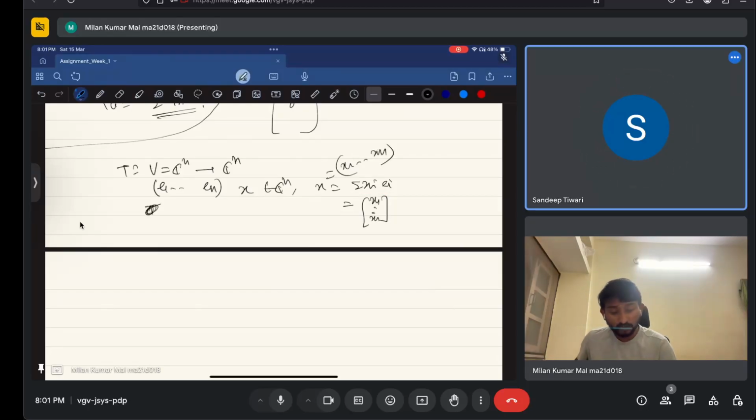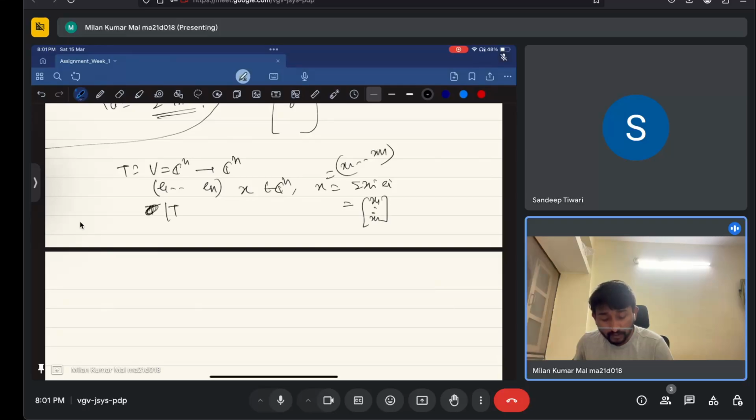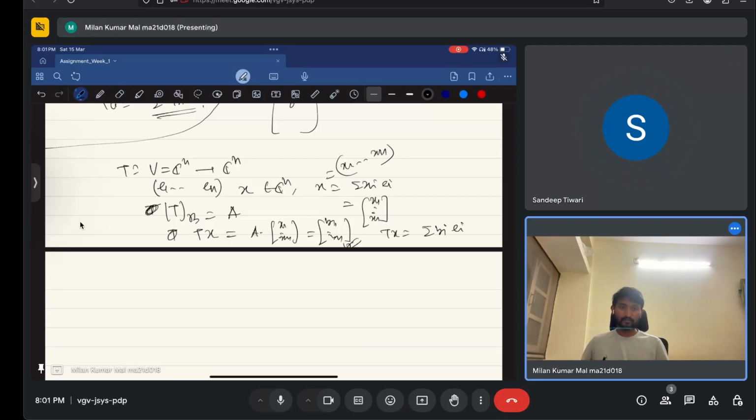Now the matrix representation of T with respect to the standard ordered basis is, suppose, A. Then T of the vector x is A applied to x1, x2, ..., xn, whatever we get. Suppose we get y1, y2, ..., yn. Then Tx is the summation of yi ei. Now replace e1, e2, ..., en by the standard ordered basis. Then this is also true. There is no problem with this.